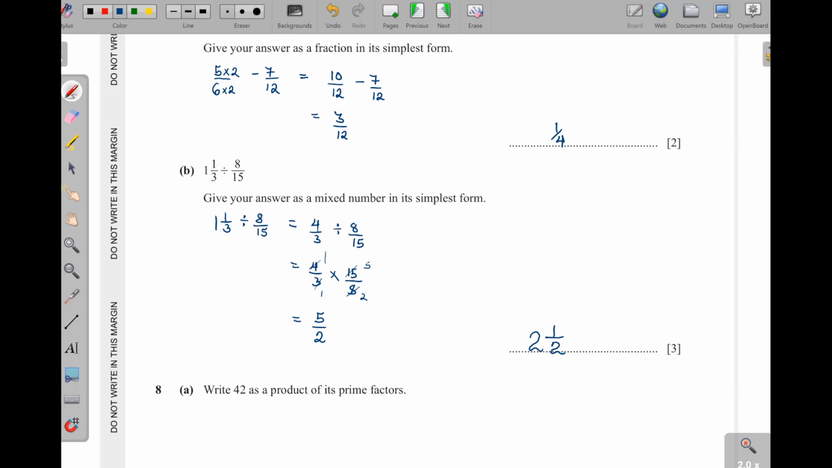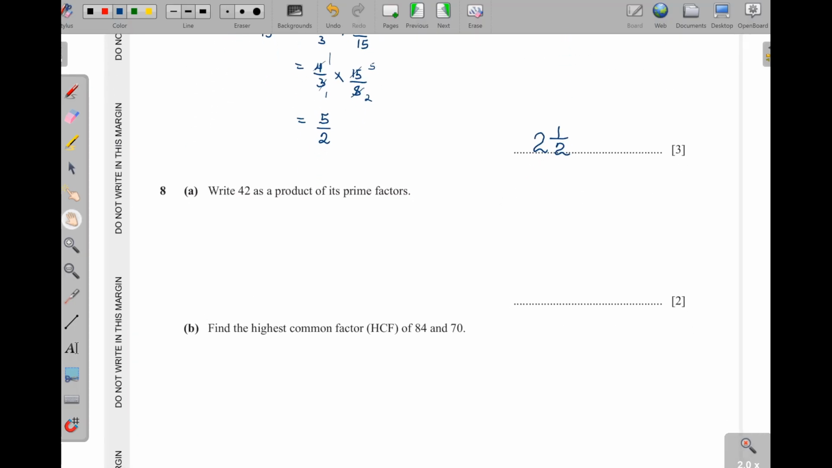That becomes our answer. Then question 8, they are saying write 42 as a product of its prime factors. Okay, so you have 42 here. Divide it by 2. You'll get 21. You cannot divide this by 2. Go to the next prime number, 3. Then you get 7 here. Then 7 here. You get 1. So that means 42 is going to be equal to 2 times 3 times 7. As simple as that. Then find the highest common factor of 84 and 70.